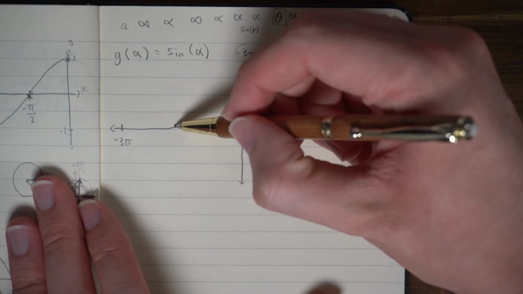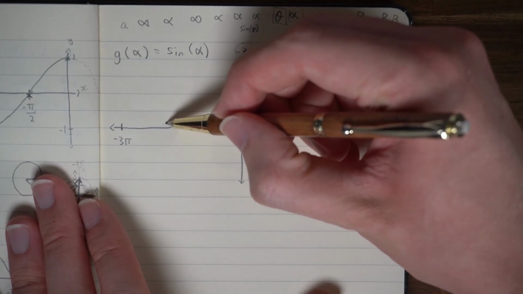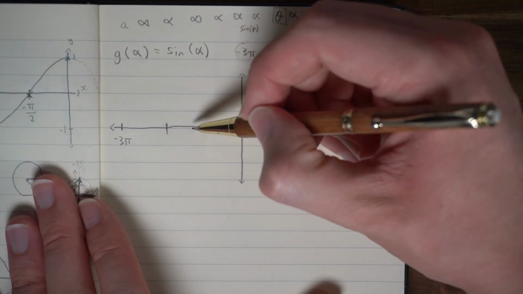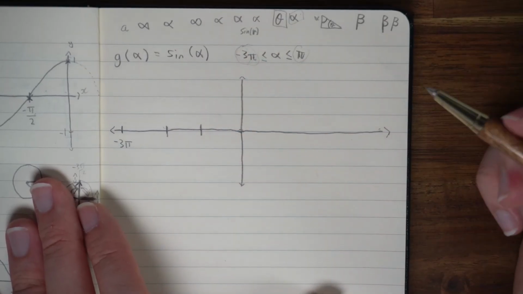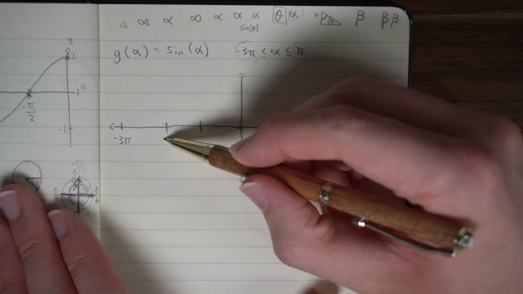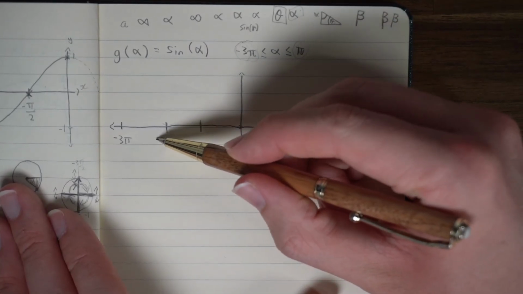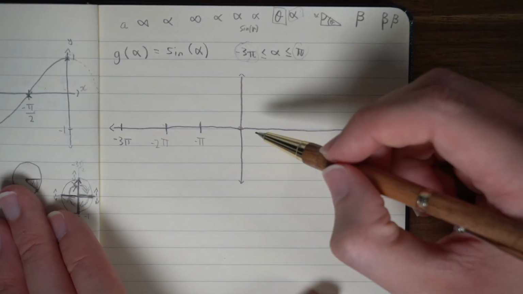Thirds are kind of tricky, but I'm going to go roughly about halfway and then go a little bit over. And that should be a good enough estimate. Again, if you're using graph paper or you have a ruler, you'll be able to be more precise with that. This should do for now. So this would be negative 2 pi. This would be negative pi, 0.